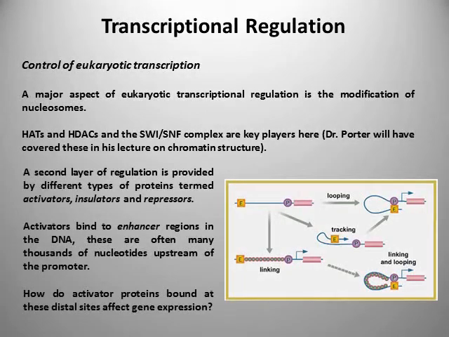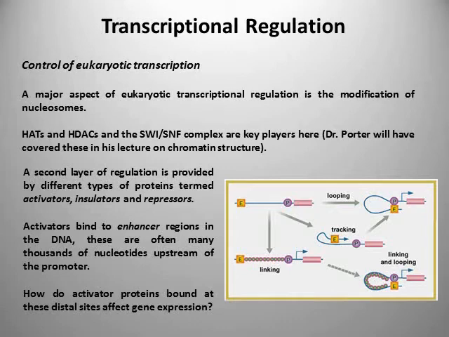There is, however, a second layer of regulation that exists in eukaryotes, and this is provided by different types of DNA binding proteins, which are termed activators, insulators, and repressors. Just via the names, you can probably already guess how they work, but we're going to go through them, so there's no doubt in your mind. What activators do is they bind to so-called enhancer regions of the DNA. These enhancer regions are the really distal regulatory regions I mentioned earlier when we were looking at the core promoter. These enhancer regions can be thousands of nucleotides upstream of a promoter sequence.